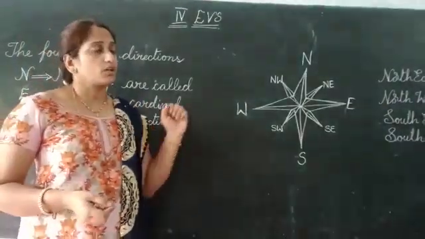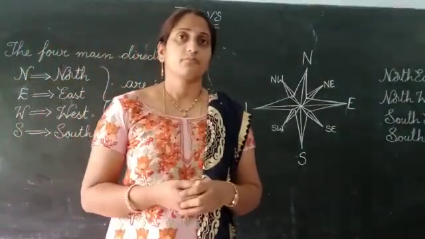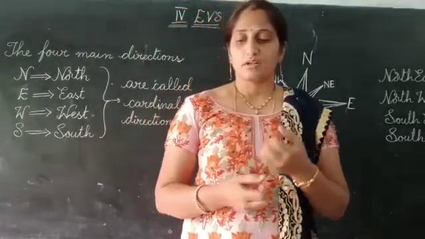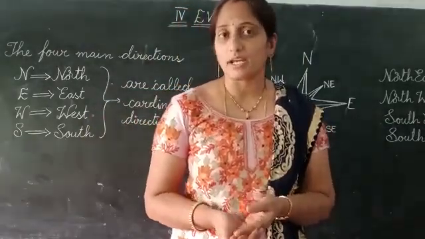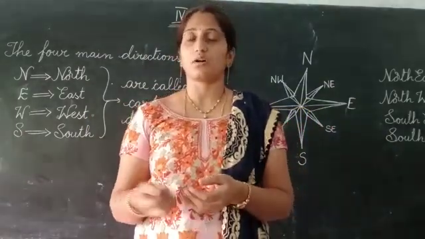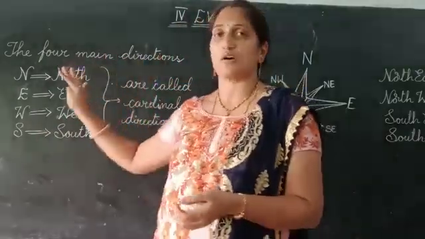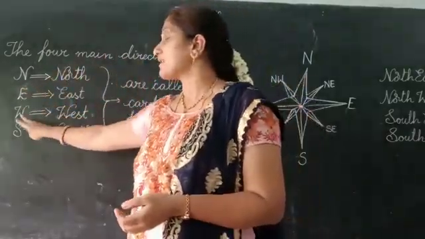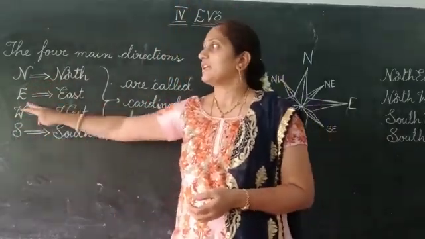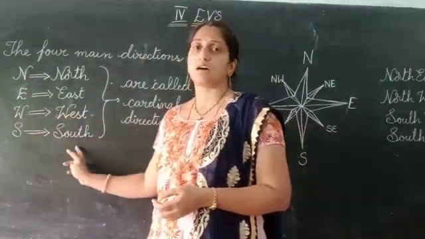What are directions? What is meant by direction? The directions we use to locate a place are called directions. We have 4 main directions. The 4 main directions are north, east, west and south. N for north, E for east, W for west, S for south.